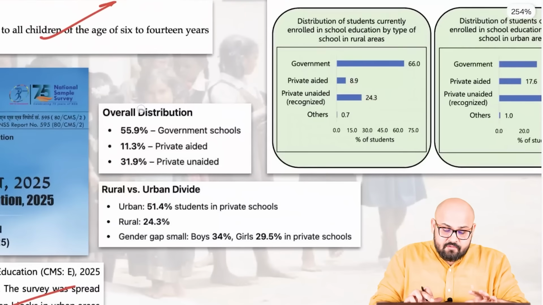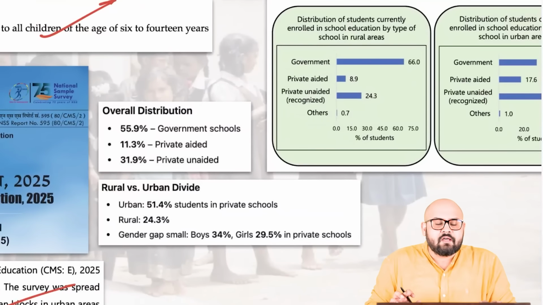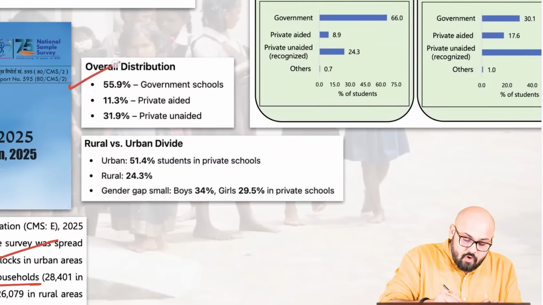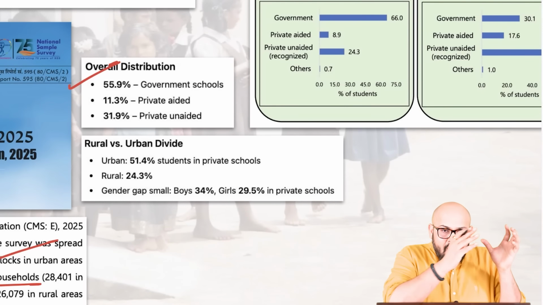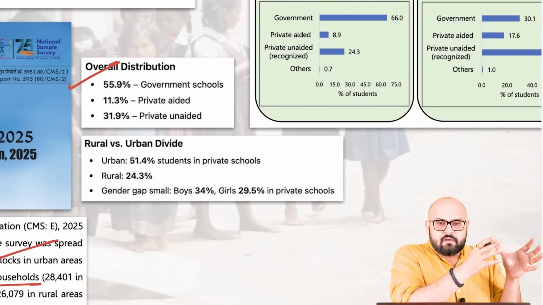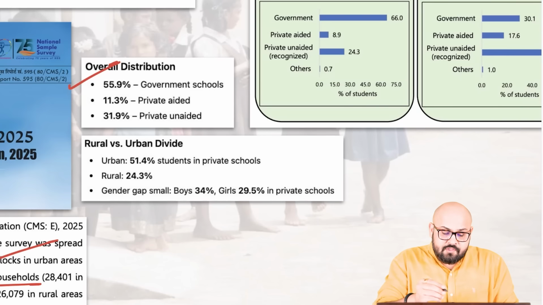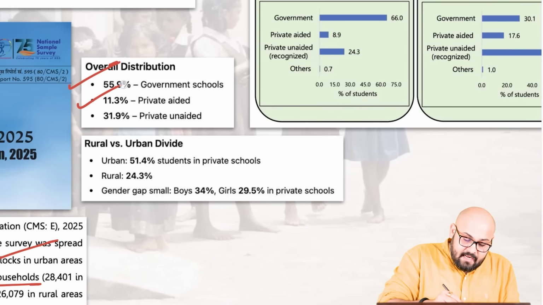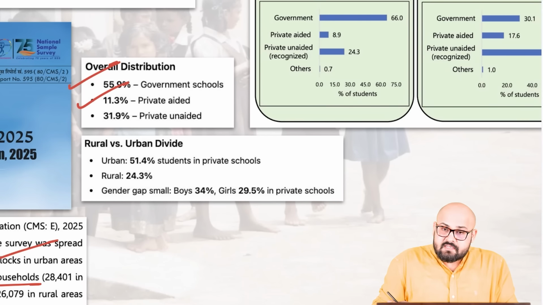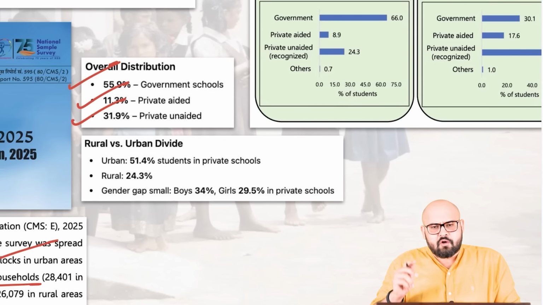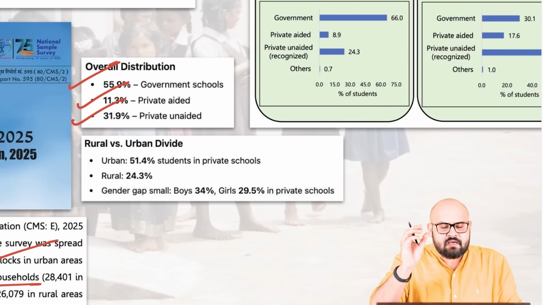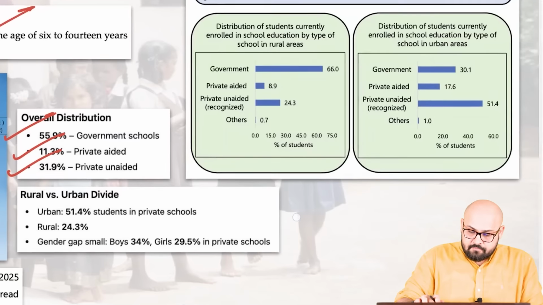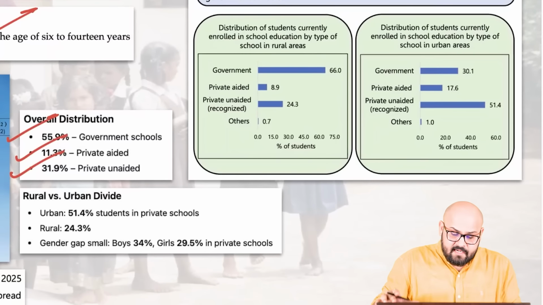Now, this data is really important. If you look at the overall distribution, what is the quantum of children who are going to government school? We have almost 55%, and 11.3% with respect to private aided, and 31.9, almost 32%, with respect to private unaided, right? Now, let's also look at this particular data point.